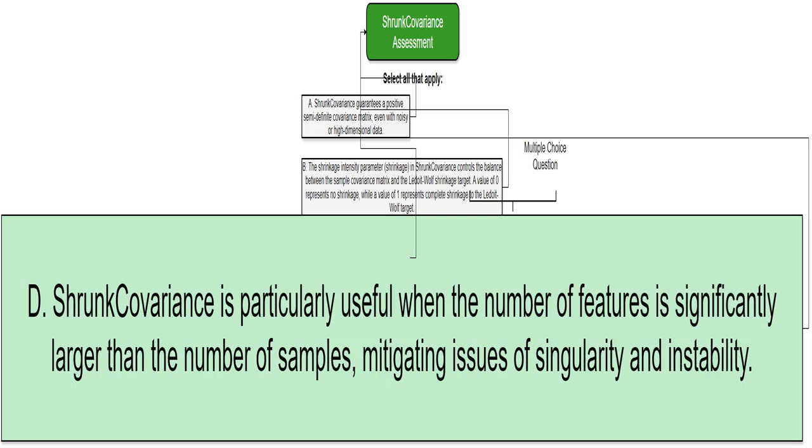This statement addresses the high dimensionality problem. I'm confirming that ShrunkCovariance excels when I have many more features than data points. In this scenario, the usual covariance calculation often fails. ShrunkCovariance helps to avoid such pitfalls by providing a stable result.